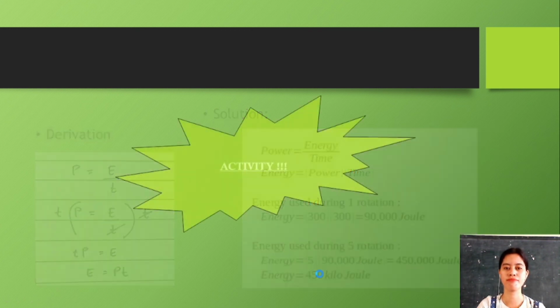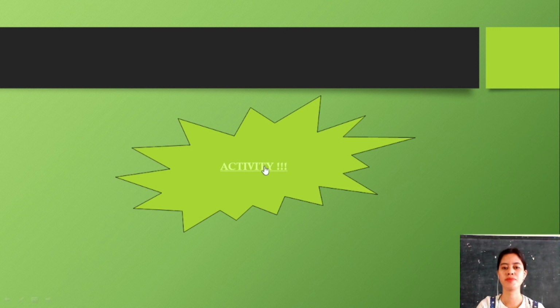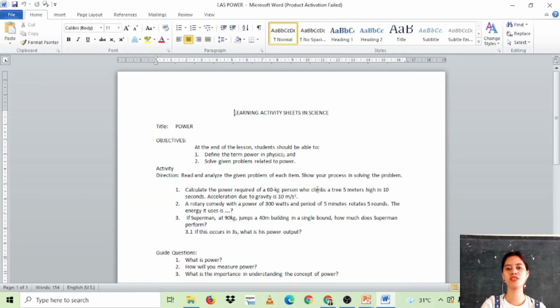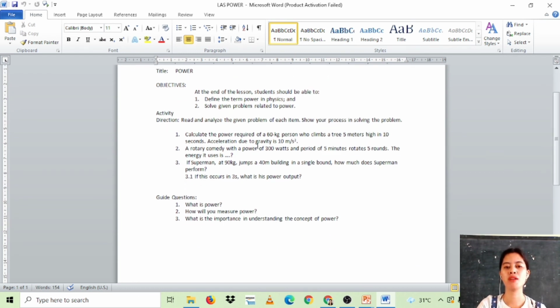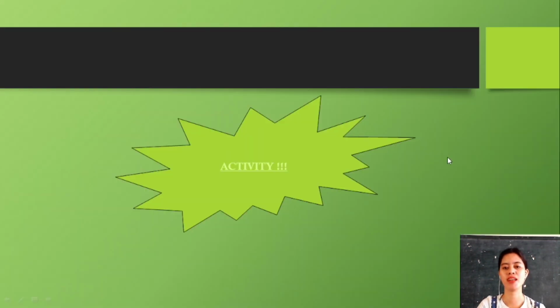Okay. So activity. This will be your learning activity sheets. All you have to do is to solve the problem, then answer the guide questions. I'll be posting the activity later.